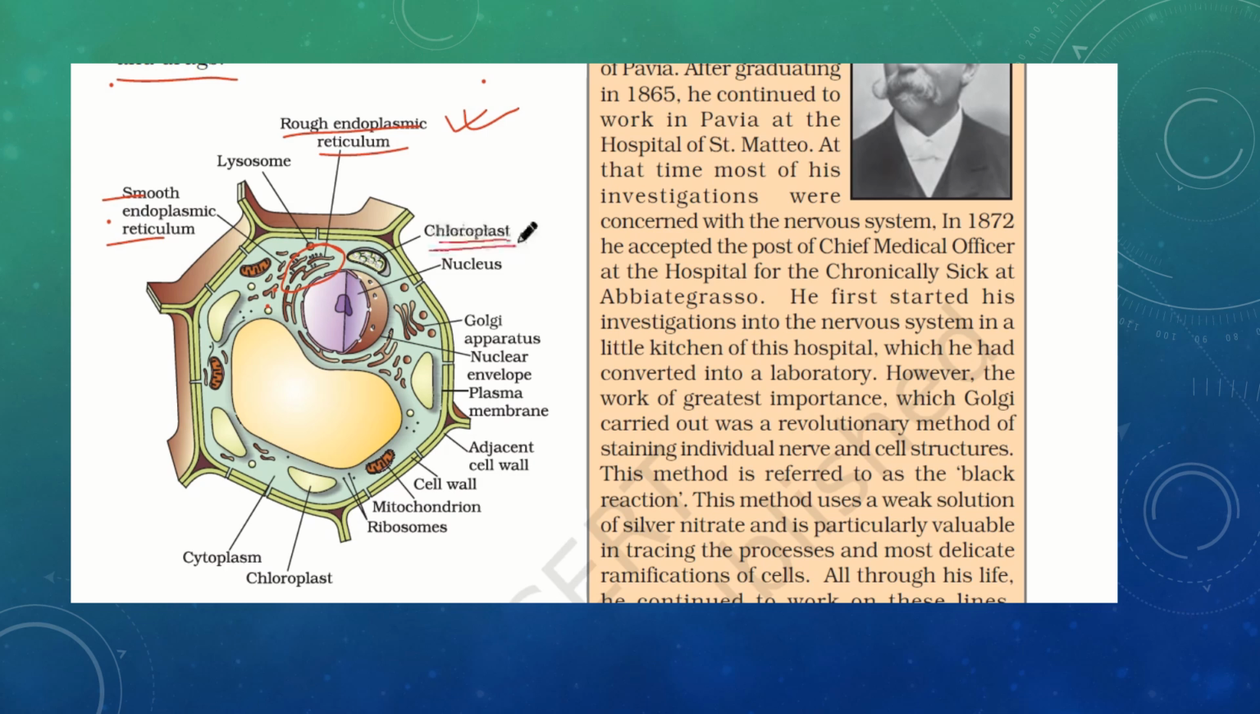This is the chloroplast. This one is the nucleus of the cell. This one is the Golgi apparatus. This is the nuclear envelope. That is the covering of the nucleus. This is the plasma membrane. This is the adjacent cell wall, and this is the cell wall. And this is the mitochondria. This is the powerhouse of the cell. We will move on to the details of this mitochondria, lysosomes and all. This is lysosomes. Just go through the diagram, and this is very important. Learn this diagram with labelings and all. These are lysosomes, and these are ribosomes.